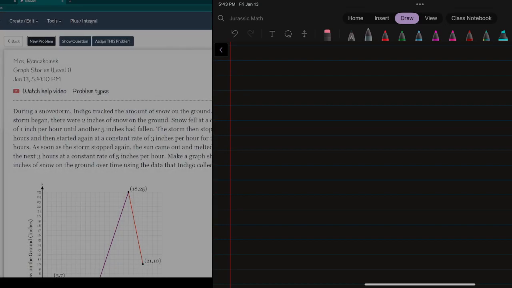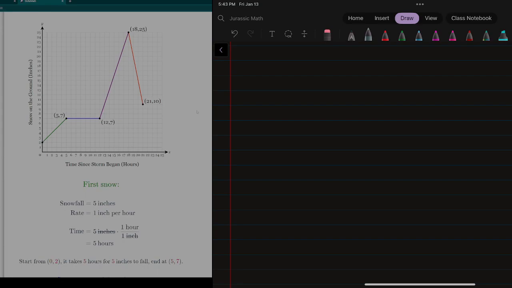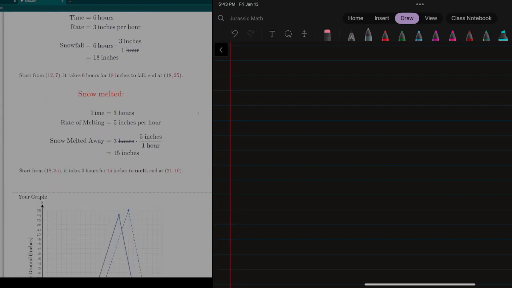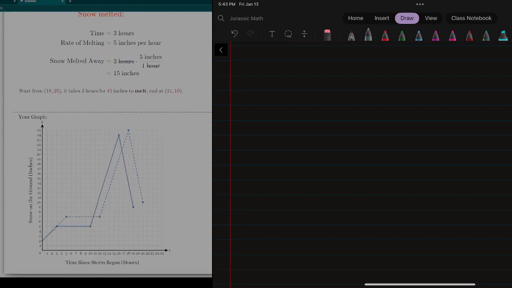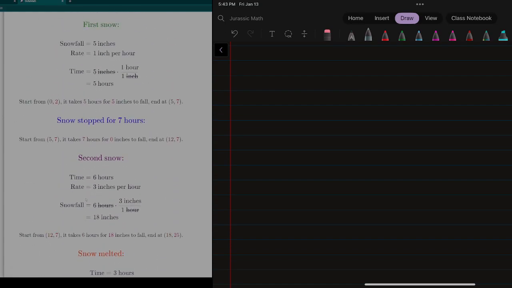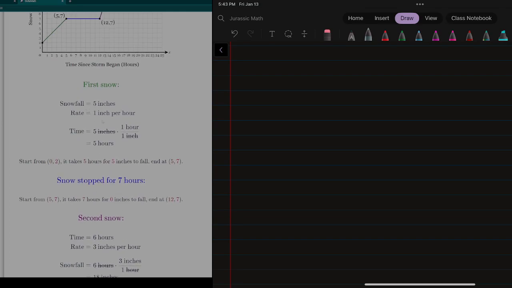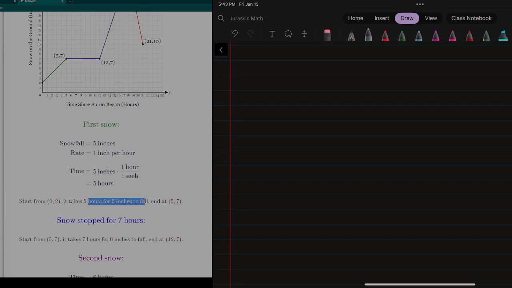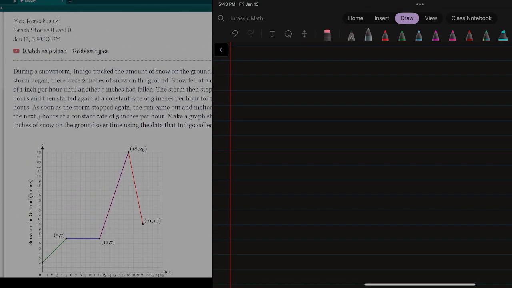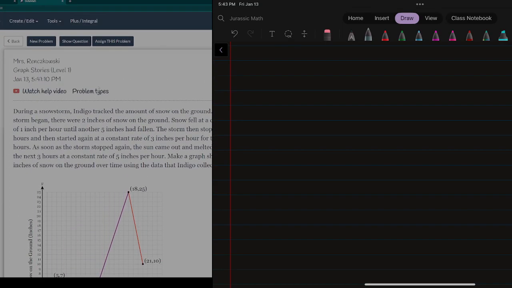I submit it. Oh no, we got it wrong. Let's see here. What did I graph wrong? Oh, man. I didn't go over 5 for that one. The first part said it snowed 1 inch per hour until another 5 inches had fallen, so it takes 5 hours for 5 more inches. It's not just until it went to 5, it's for 5 inches total. So you've got to make sure you read carefully. And that's where I messed up.